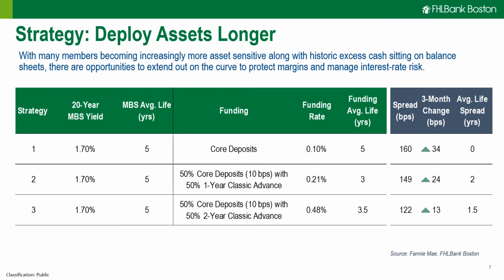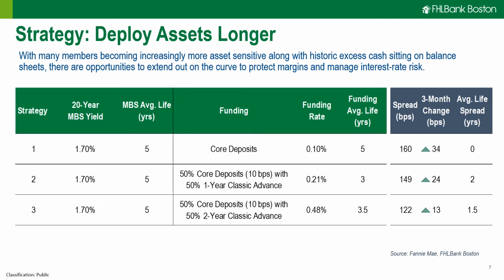If you're fortunate enough to have the core deposits to fund at, in this example, 10 basis points, and depending on what you assume your average life of your deposits are, you can match fund that with a 160 basis point spread. And that's plus 34 in the last 3 months alone. And as I said, rates have gone up further out on the curve.